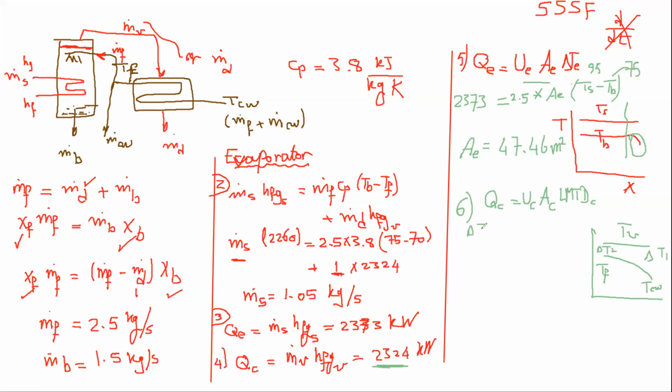Accordingly, we need to calculate the log mean temperature difference. Delta T1 is TV. What's TV? TV basically is TB minus boiling point elevation. TB is 75. Boiling point elevation is 1.1. So this is 73.9 degrees centigrade. So this is TV, which is 73.9, minus T cooling water, which is 28.